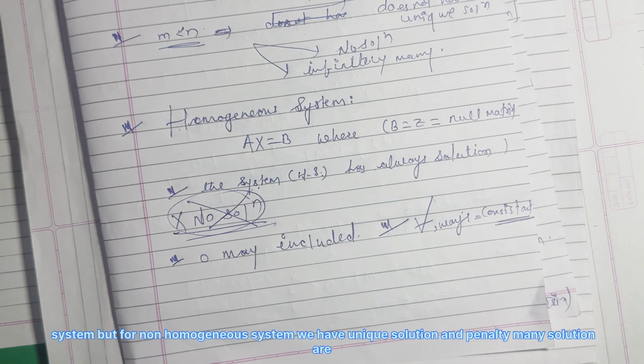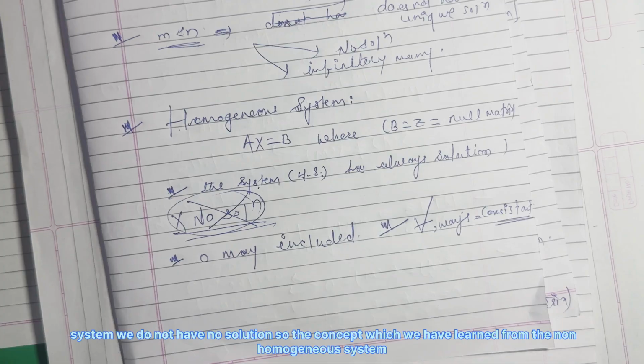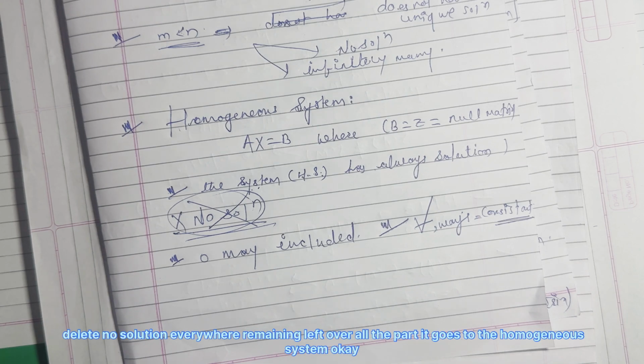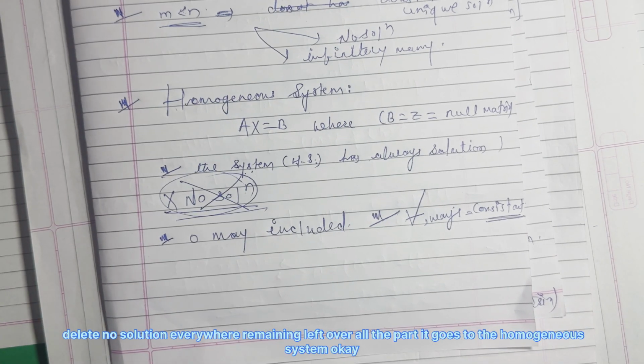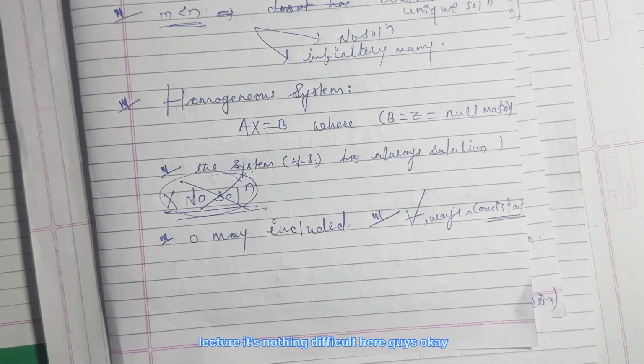For the non-homogeneous system we have a unique solution, infinitely many solutions, or no solution also. But for the homogeneous system we don't have no solution. So the concept we have learned from the non-homogeneous system, delete no solution everywhere, and all the remaining part goes to the homogeneous system. I hope you all have understood the entire part in today's lecture. It's nothing difficult here, guys.